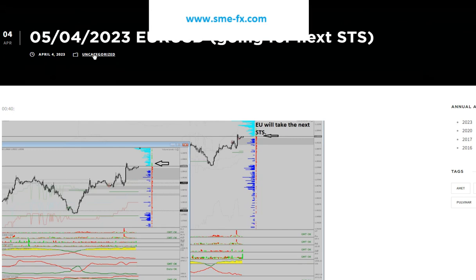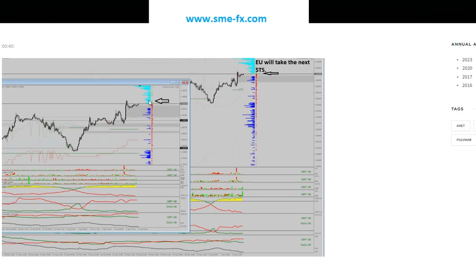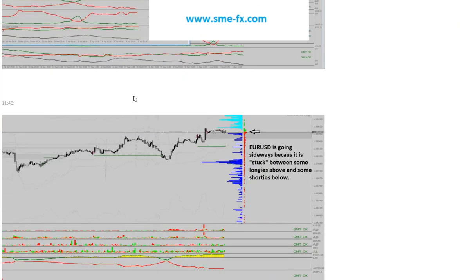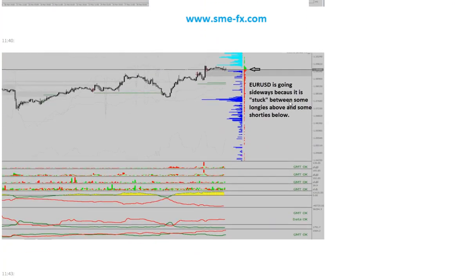But then on the 5th, they took the next short-term stops here, but then we finally have some kind of dumb money switch going on. So first, this is very important. This is fantastic to actually show here, because that will teach you a lot of things. So look, first of all, the price got stuck between longies and shorties, you see? Right above the price, we have dumb money long positions, and below the price, we have dumb money short positions.